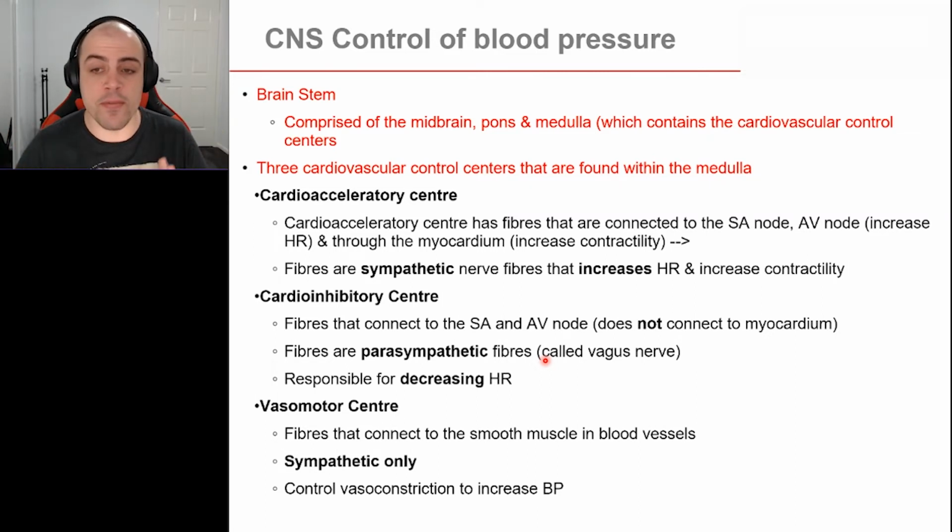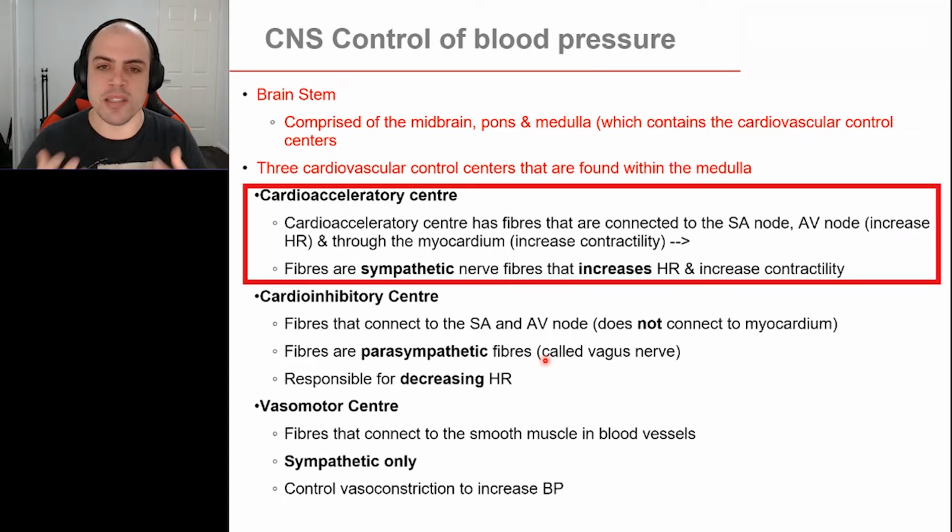Do we have an adequate amount of blood pressure that is fulfilling the needs of our body at that time? If it's not fulfilling those needs, i.e. if you suddenly take off at a dead sprint, your body's going to go, oh my God, I'm not delivering enough blood. I need to increase my heart rate. I need to increase blood pressure. I need to get some blood moving around. What will happen here is that a signal will be sent to the cardio-acceleratory center, and this is found within the medulla oblongata.